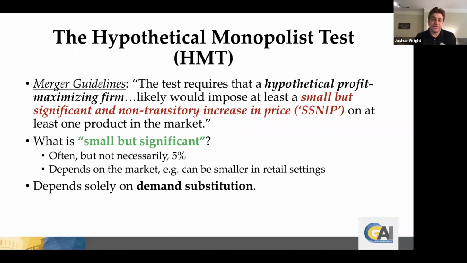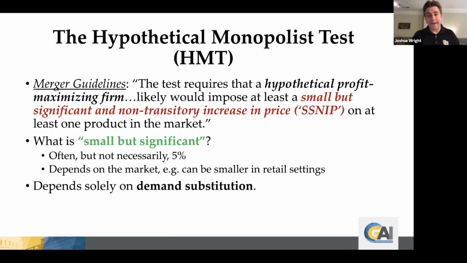Another point that's sort of tucked into the assumptions in the HMT: we're talking just about demand substitution. So I won't go back on the slides again, but when you're thinking about that picture, when I'm answering the question, if the hypothetical firm raised the price, will it be profitable? I'm just thinking about who switches and who stays, right? Demand substitution. Who switches to substitutes and who stays.